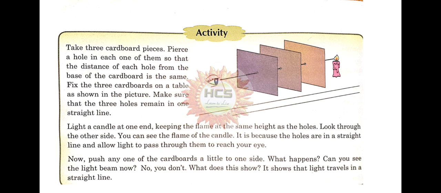Now light a candle at one end, keeping the flame at the same height as the holes. Look through the other side. You can see the flame of the candle. It is because the holes are in a straight line and allow light to pass through them to reach your eye. Now push any one of the cardboards a little to one side. What happens? Can you see the light beam now? No, you don't. What does this show? It shows that light travels in a straight line.